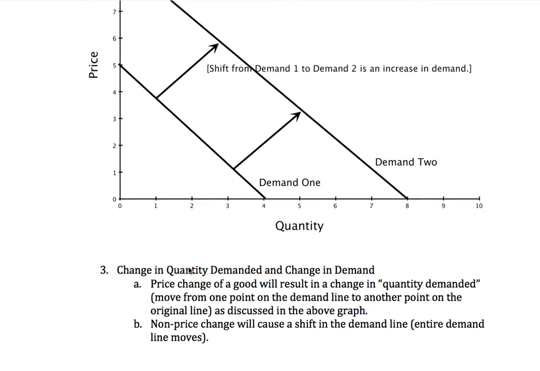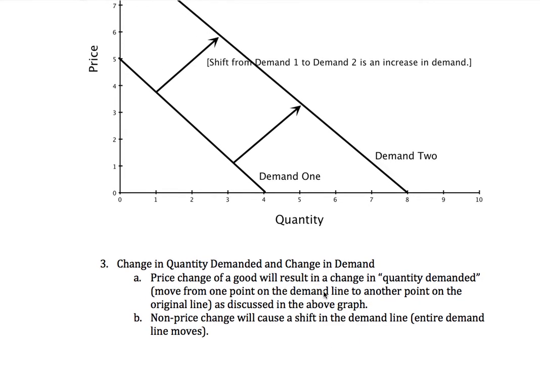So from the standpoint of change in quantity demanded and change in demand, for some reason, if students have a hang-up, it's right here. As I said, a price change of a good will result in a change in quantity demanded. That simply means if I go from that one point on my original demand curve to another, we're talking about a change in quantity demanded. And the non-price change will cause a shift in the demand curve, i.e. the entire curve will either increase or decrease. The line will move.